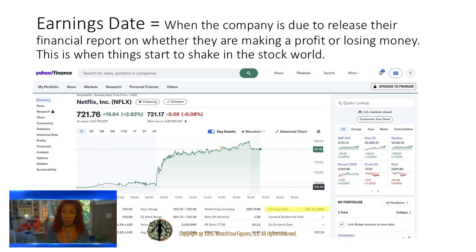Now, when earnings happens, you're going to have big moves. You're going to have a lot of volume, a lot of people in the market either buying or selling. So when earnings comes around, again, that's when you will see a lot of fluctuation in the market, whether up or down.